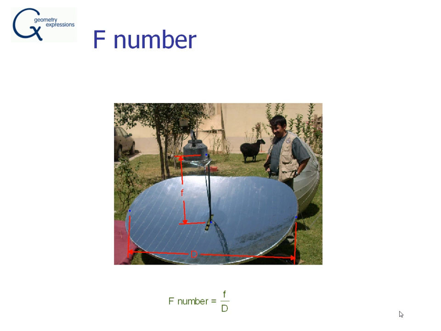And we're going to introduce a new ratio. This is the F number. The F number on a parabolic reflector is the ratio of the focal length, the distance between the vertex and focus of the parabola, divided by the diameter of the mirror.